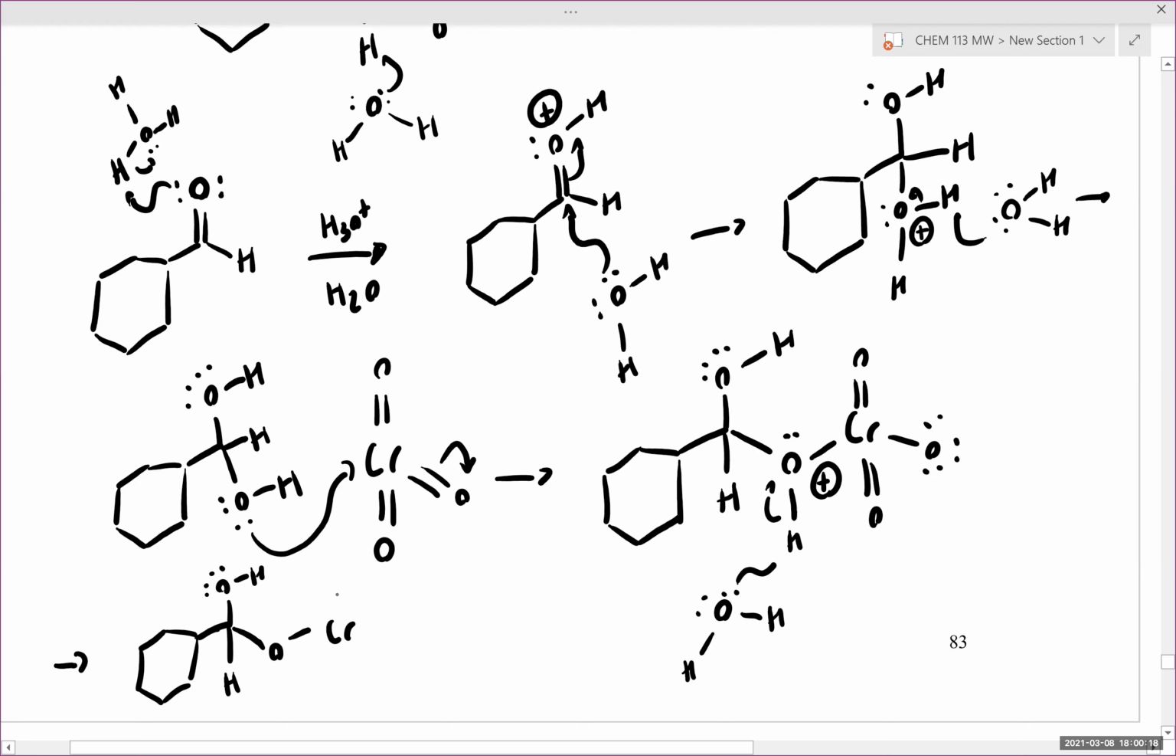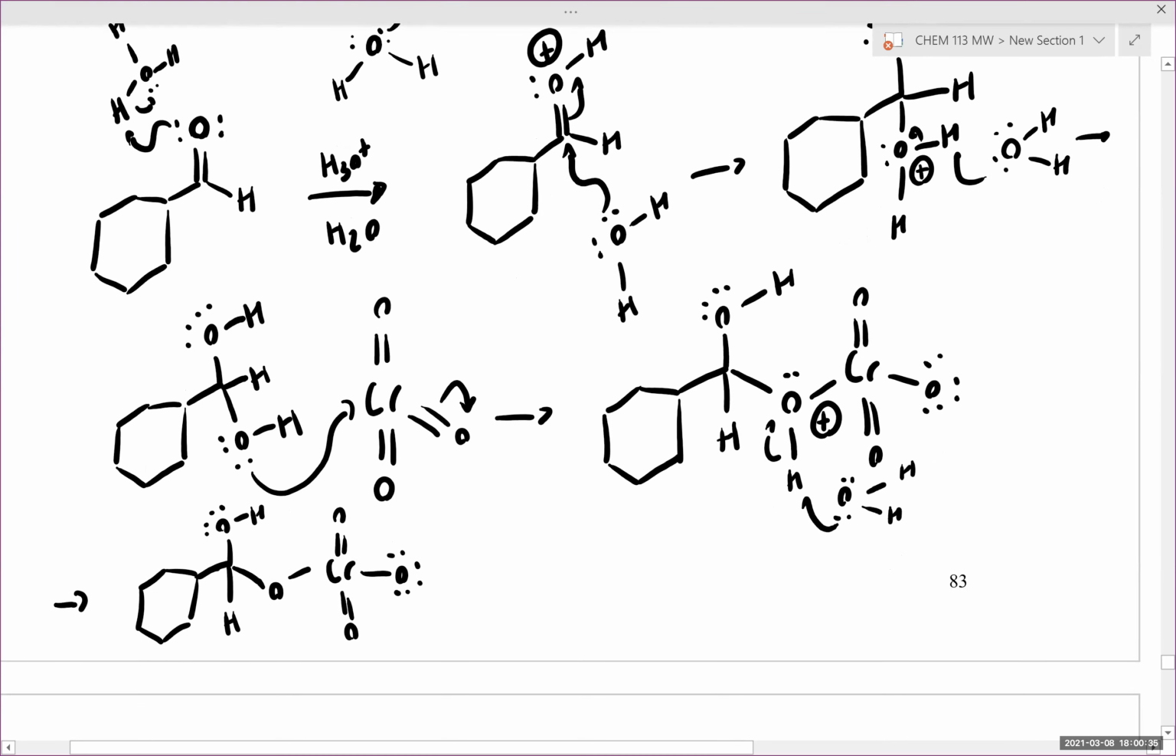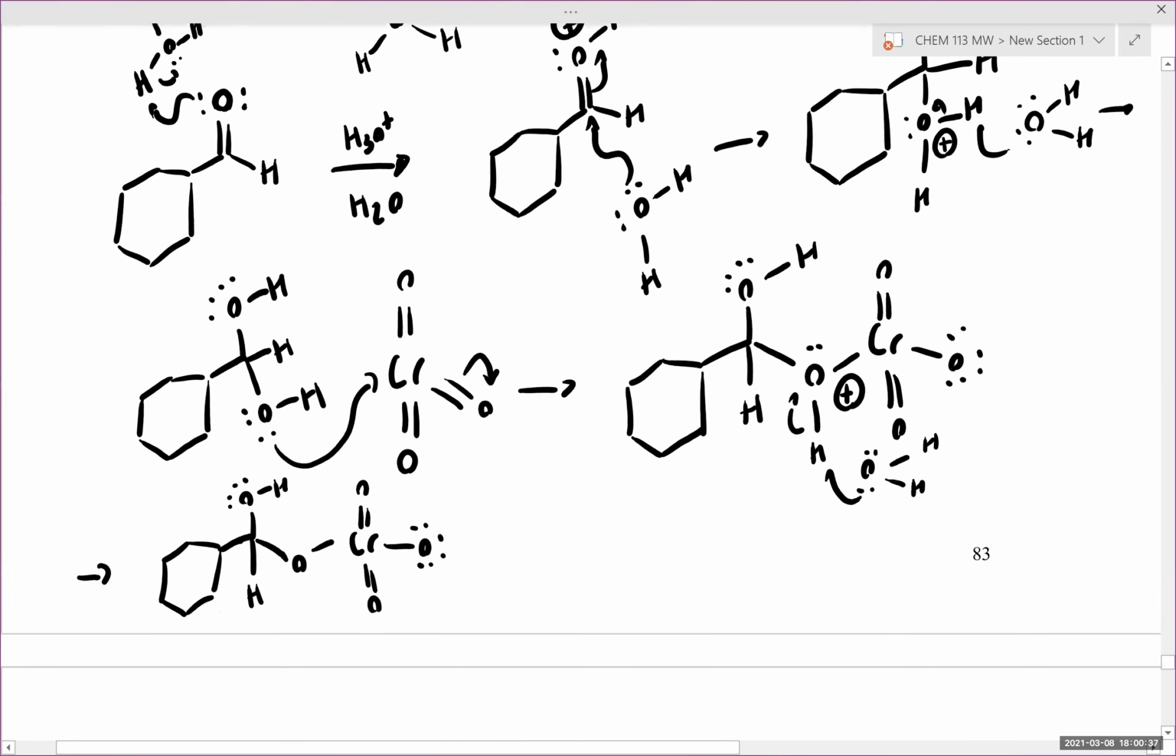Okay, so now is the final step in this mechanism. Let me just draw the water on the same line, so that there are no issues here. So water pulls off a proton, great. Now, what's the last step in this mechanism? We're almost there. How do we remove a hydride equivalent?